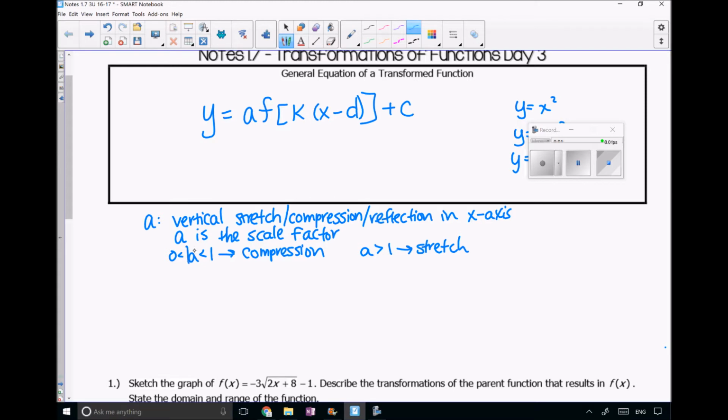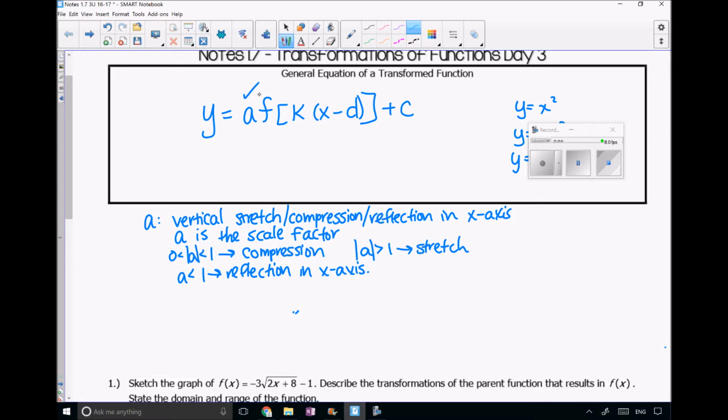This is the absolute value because regardless of whether it's positive or negative, it's still going to compress it or stretch it. And then if a is negative, so if a is less than 0, then it's a reflection in the x-axis. Okay, all right, so now we're done with a.